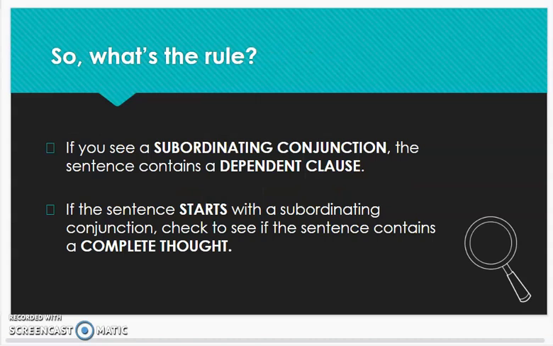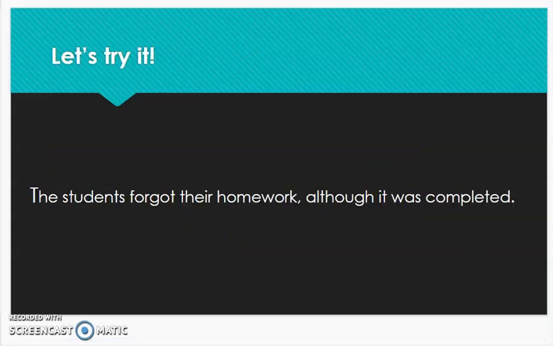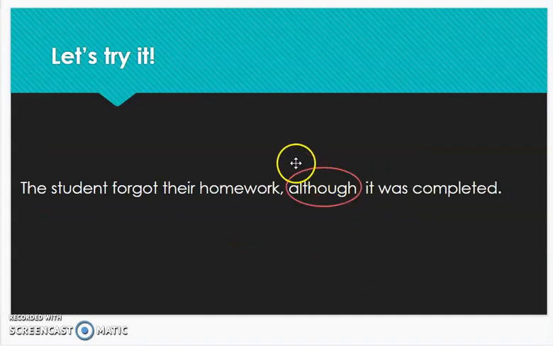So what's the rule? If you see a subordinating conjunction in the sentence, it is going to have a dependent clause. If the sentence starts with a subordinating conjunction, you need to check to see if the sentence contains a complete thought. So let's try it. The students forgot their homework, although it was completed. I found my subordinating conjunction. It is although. And the rule says if I have a subordinating conjunction, I'm going to have a dependent clause.